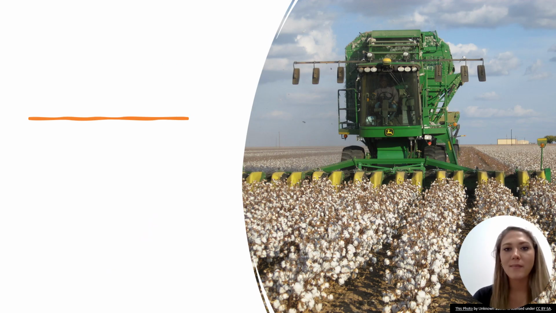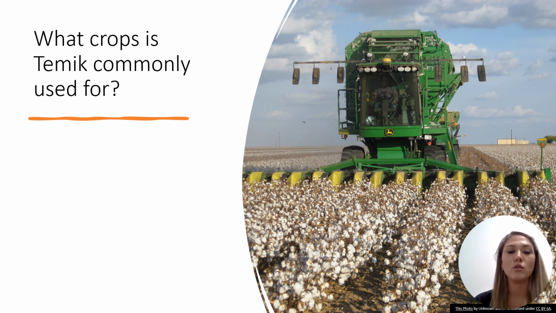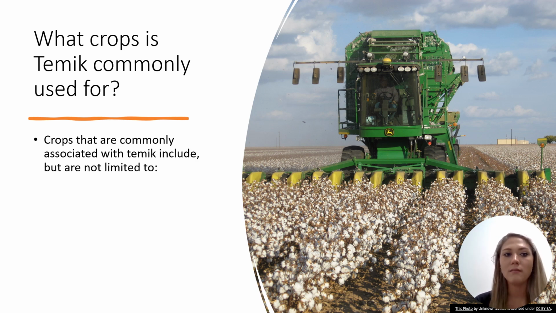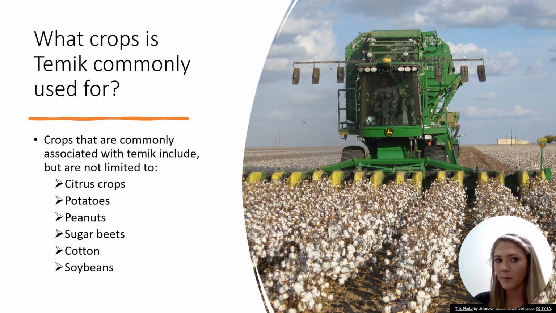So now that we have a better understanding of what Timic is, we can now ask the question, what crops do farmers typically use Timic on? Well, crops that are commonly associated with Timic include, but are not limited to, citrus crops such as watermelons and oranges, potatoes, and this includes sweet potatoes as well, peanuts, sugar beets, cotton, and soybeans. However, the most common crops that Timic is used with are cotton, soybeans, and peanuts.